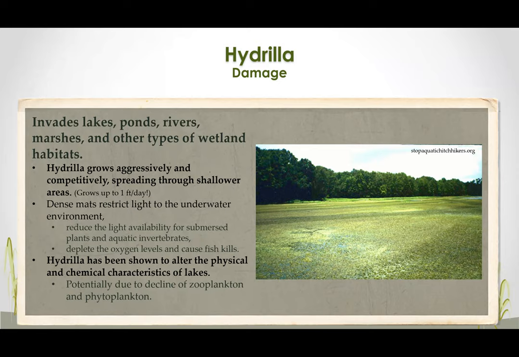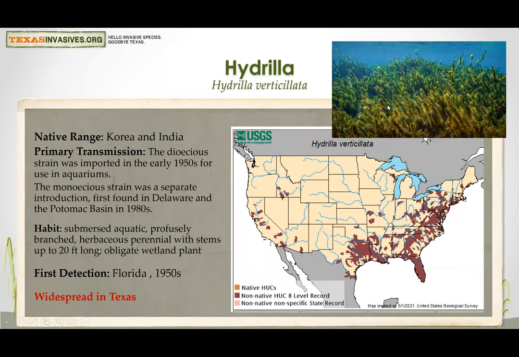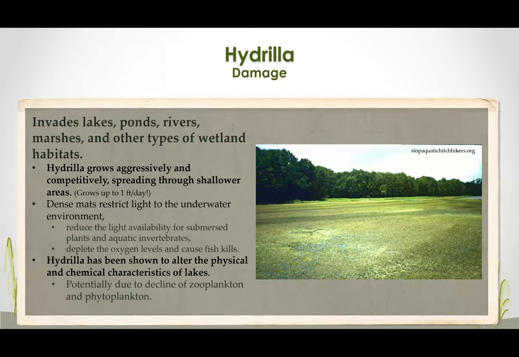So dense mats will restrict the light, much like giant salvinia, except as opposed to being free floating, they're rooted in the ground and growing up. So like this picture, imagine it's not only blocking the light from the top, but it's also taking up all of that water column, and it can reduce the light availability for submersed plants and aquatic invertebrates. It depletes the oxygen levels and causes fish kills as well.